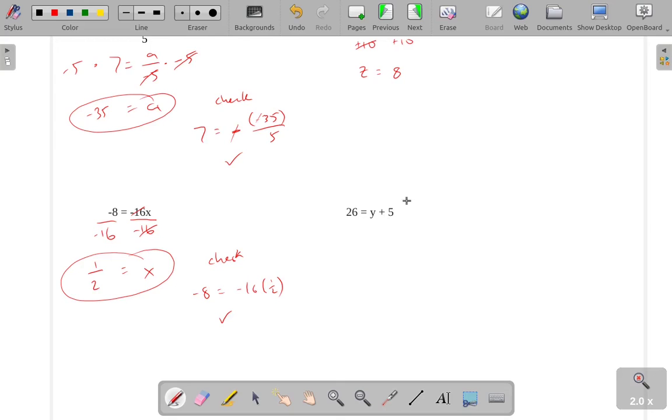And the last one on this video, we're adding 5 to y, so that means I want to subtract 5 from both sides, giving me 21 equals y, and that would be my solution there.